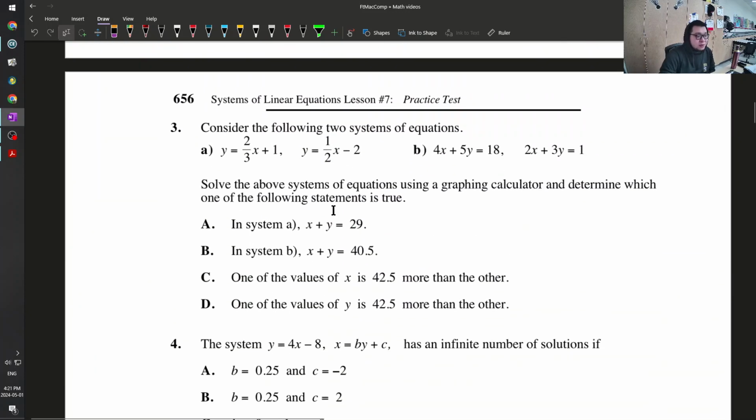3. Consider the following two systems of equations, A and B. Solve the above systems of equations. Use a graphing calculator to determine which of the statements is true. Okay, so they asked us to use a graphing calculator.